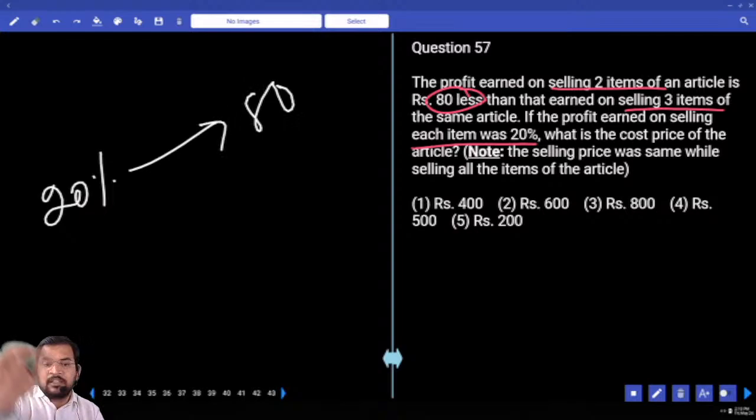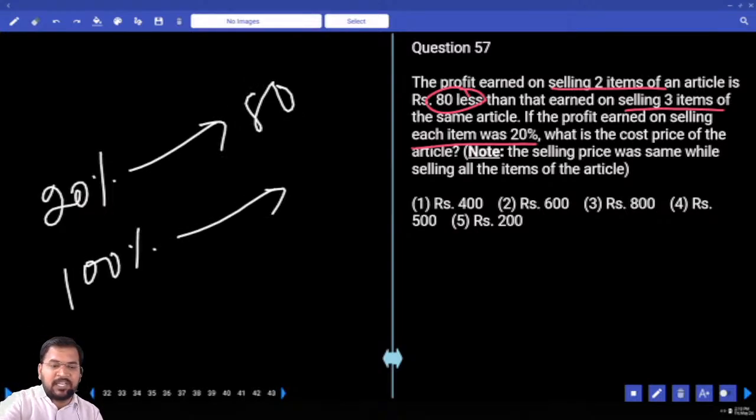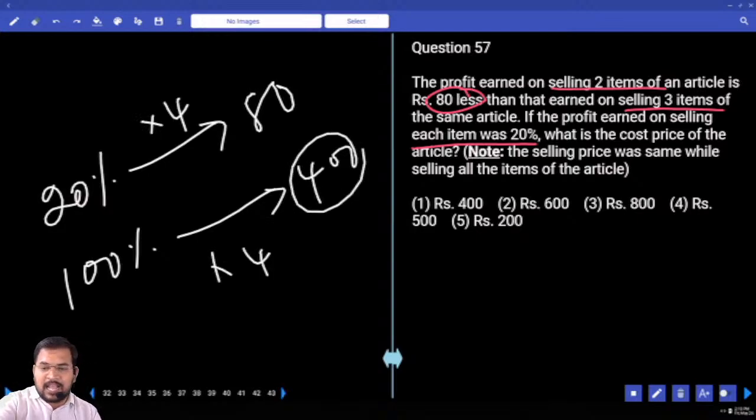Are you clear? Then 100% is what? 20 times 5 is 100, so 4 times of 80 rupees. Therefore, the cost price of each article is 400. Selling 2 items, selling 3 items, the difference is 1 item. Are you clear? Shall I go for the next question?